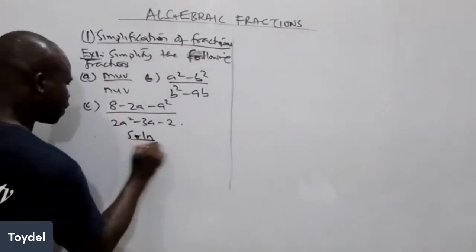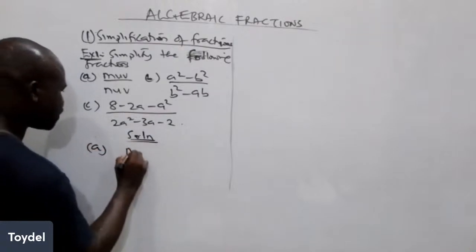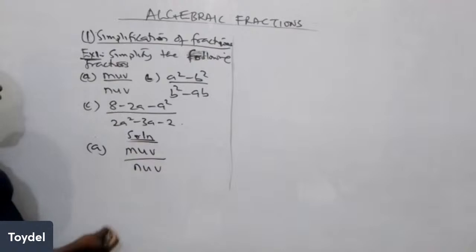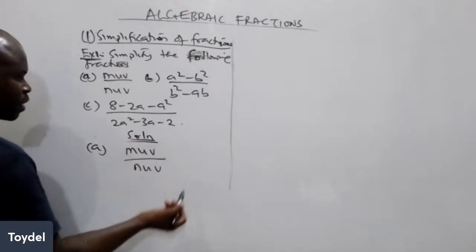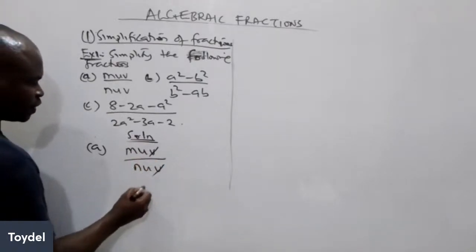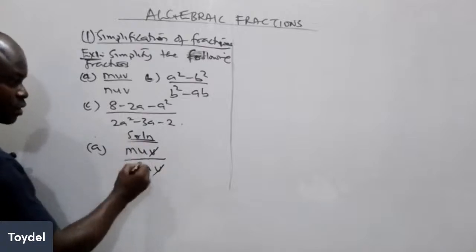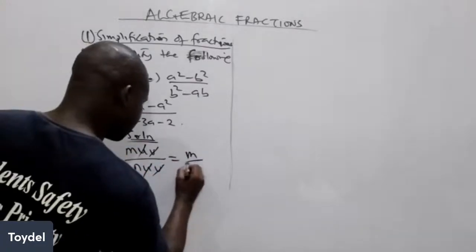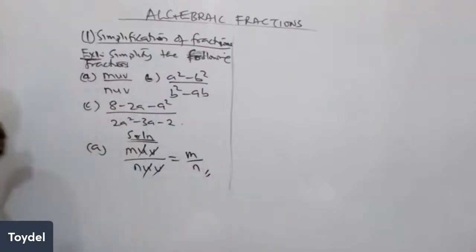Solution. The first one, A, we have MUV all over NUV. So what do we do? If you want to simplify this, you do some cancellation. V can take care of V, because these are products: M times U times V, N times U times V. So at the end of the day, we are left with M all over N, and that will be the answer.